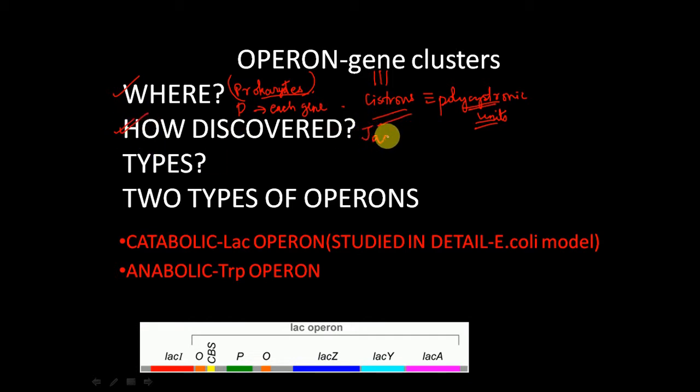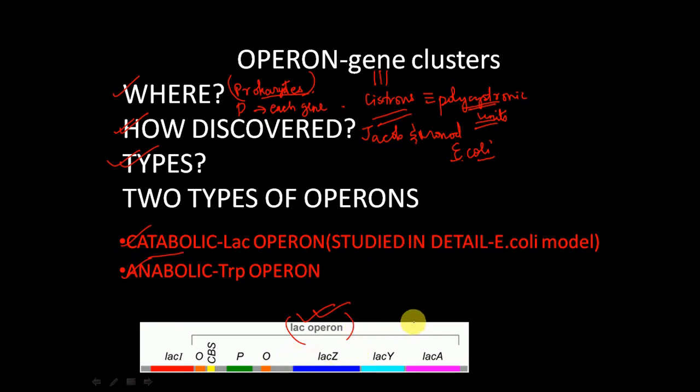How was it discovered? Discovered by Jacob and Monod by conducting a series of experiments on E. coli mutants, to be specific, and as a result they came across this Lac Operon model, which is extensively studied, and we will be using this as a reference to begin with to understand our operon. What are the types of operons? Two types, catabolic and anabolic. The Lac Operon is catabolic.